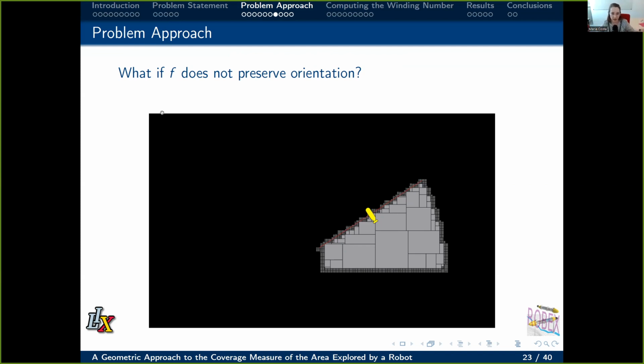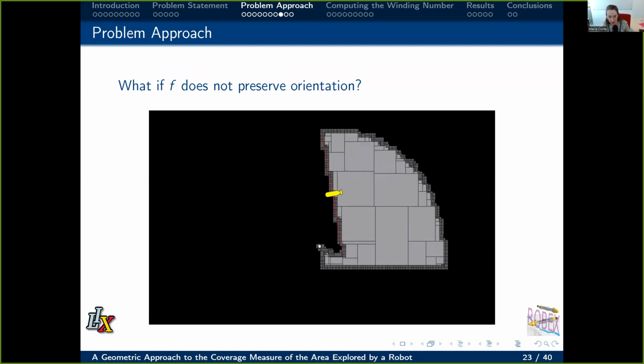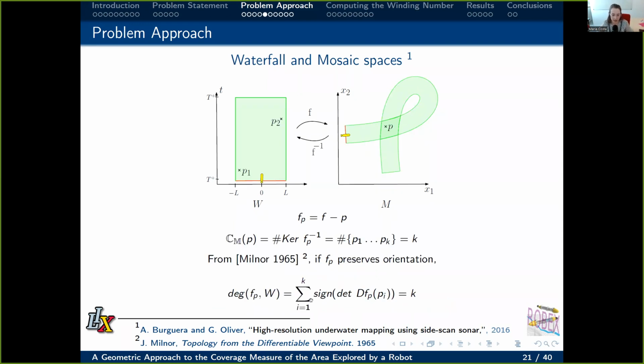And what happens if at some point the mapping function F doesn't preserve orientation, and therefore the sonar's contour sweeps backwards? So we would have something like this happening. So we have here this edge and all these points that were swept backwards by the robot. And at this moment, the coverage measure will no longer be equal to the winding number value. Because if you look at the sum that I presented previously, the sum here will be doing a sum of +1 and -1, because +1 for the moment that we sweep forward and -1 for the moment that we sweep backwards.